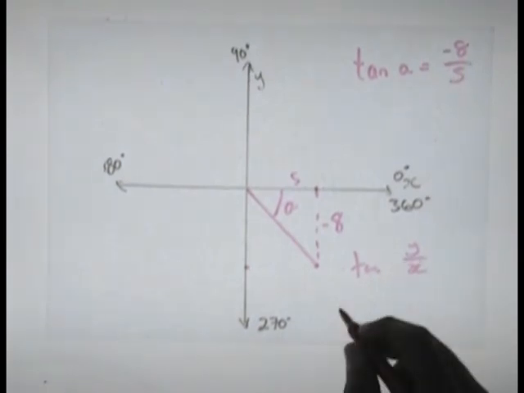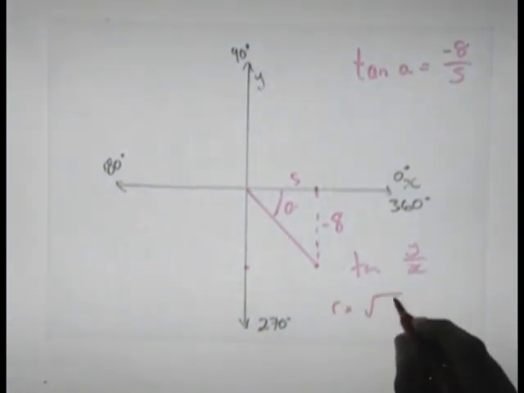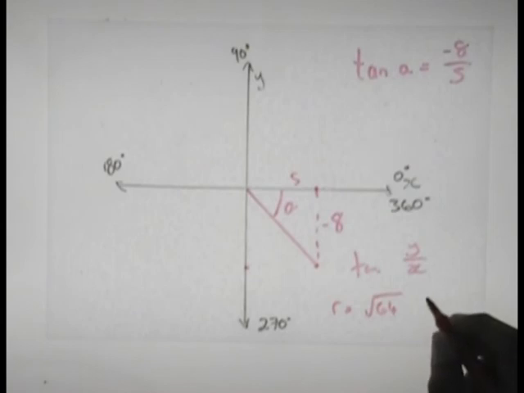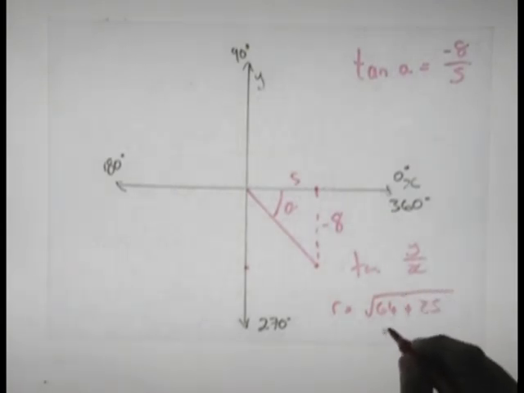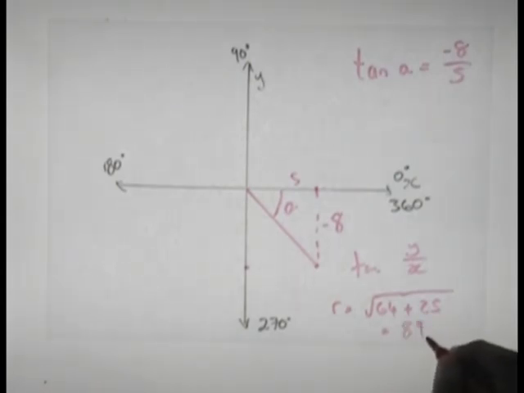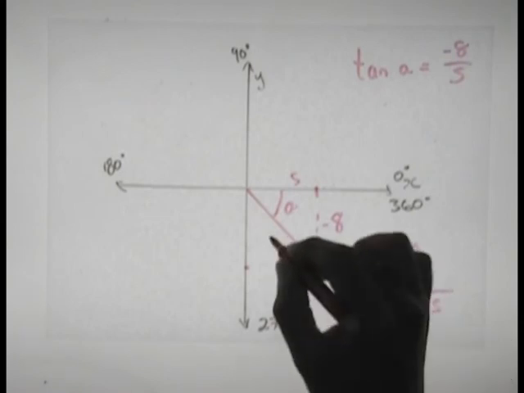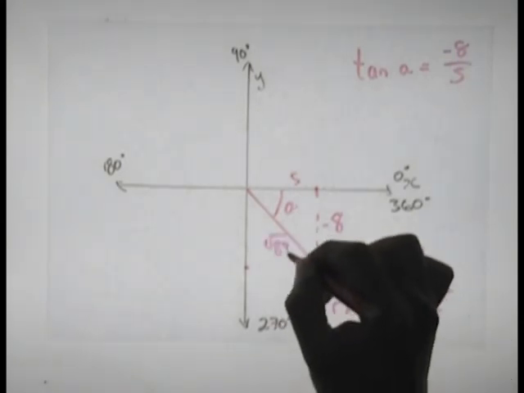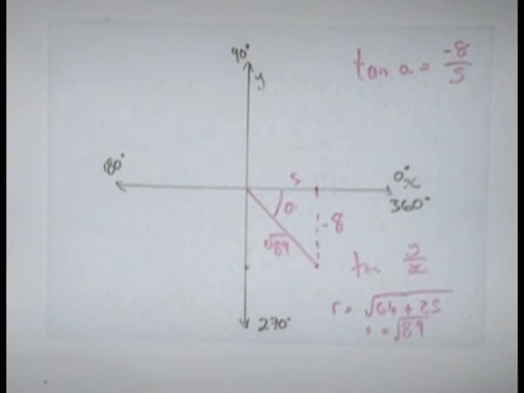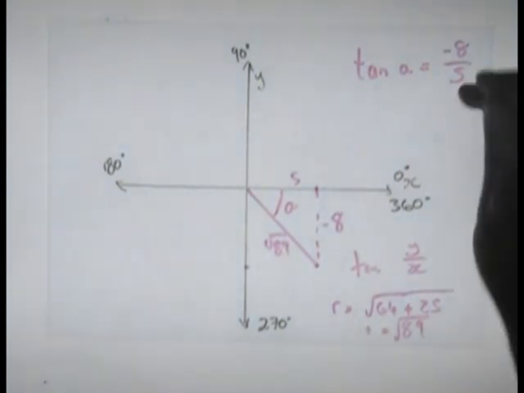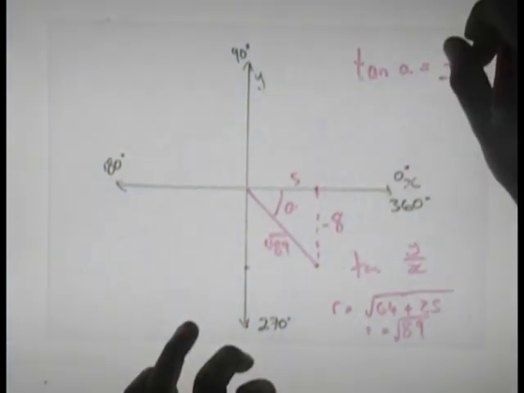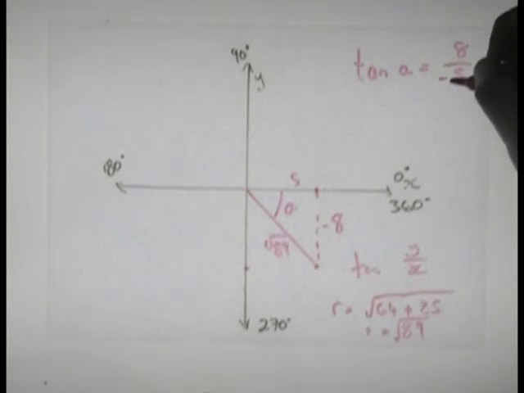That means that r would equal the square root of negative 8 squared, which is 64, plus 5 squared, which is 25. 64 plus 25 is equal to 89 in the square root. That means that r is equal to the square root of 89, and by the way, it's always positive. Is that the only solution? No, because what happens if x were equal to negative 5 and y were positive 8?